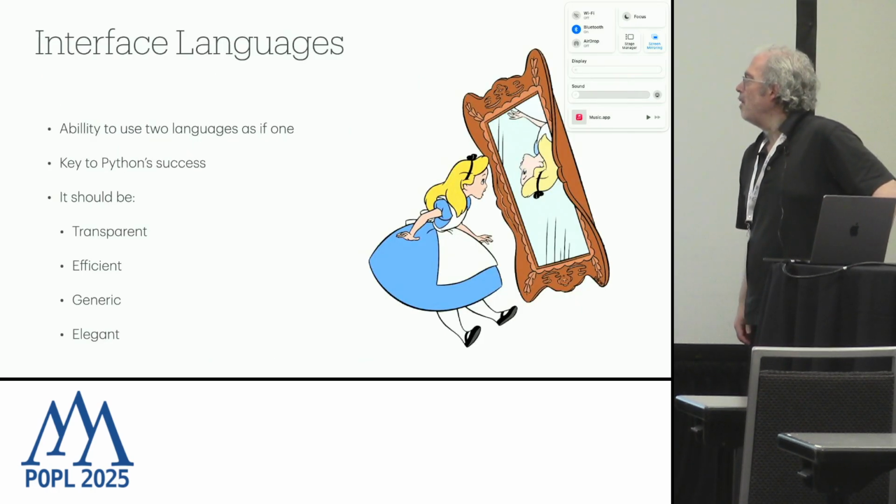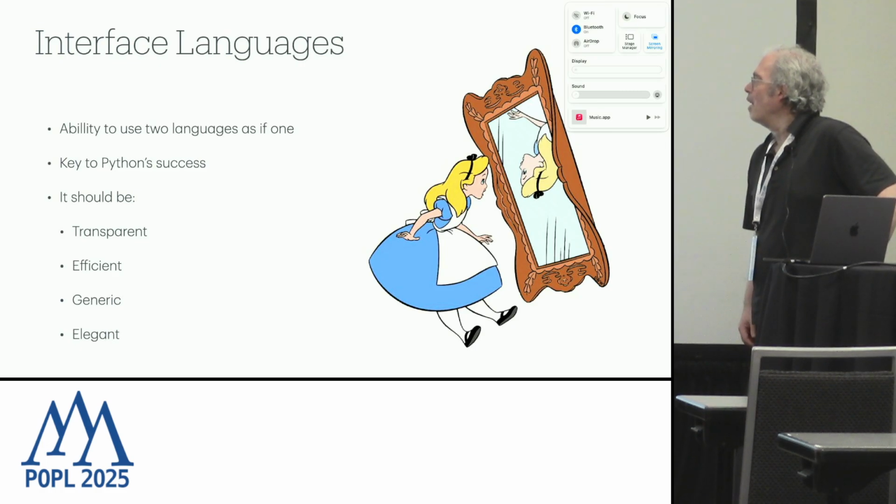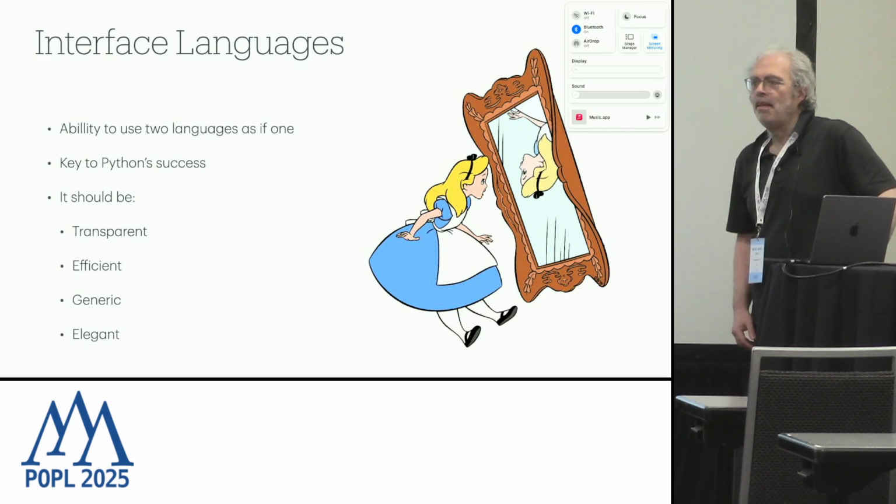Interfacing different languages is something that has been done for a very long time, since almost the beginning of having two different languages. Essentially, it's the ability to use two languages as if they are one. And it's very important in practice. It's important for Prolog, but this has also been the source of the success for Python in many ways. So doing it naturally would be really great.